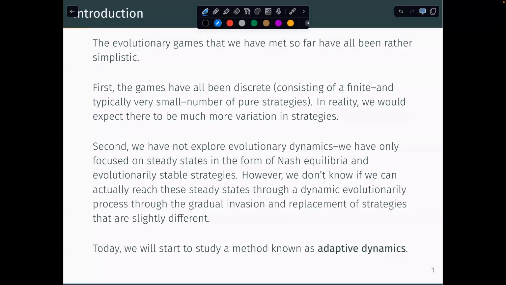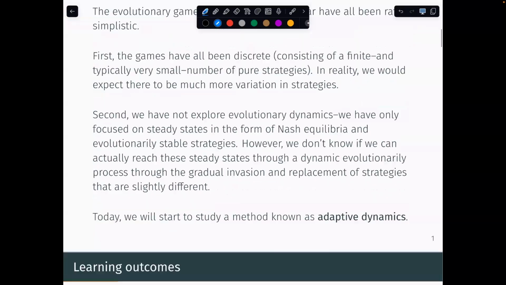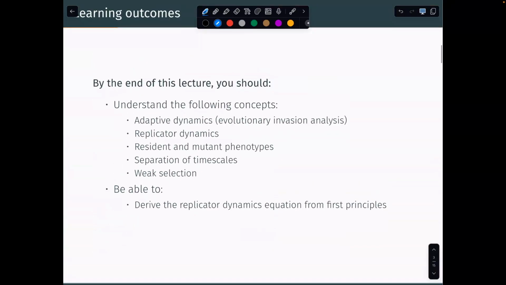This is not the only way of modeling evolutionary dynamics. We could model big jumps in traits. We're going to model relatively smooth changes in strategy space. So we'll move towards this direction. And this all comes under the umbrella of something known as adaptive dynamics or evolutionary invasion analysis.